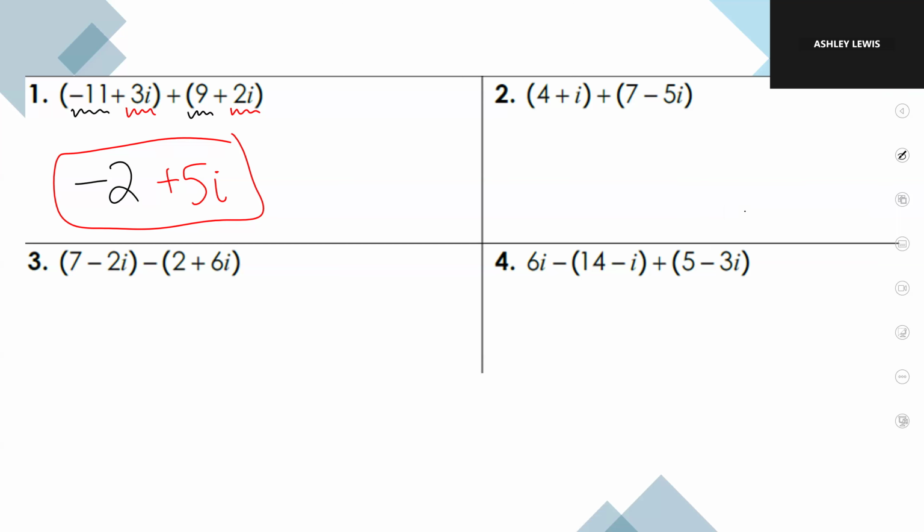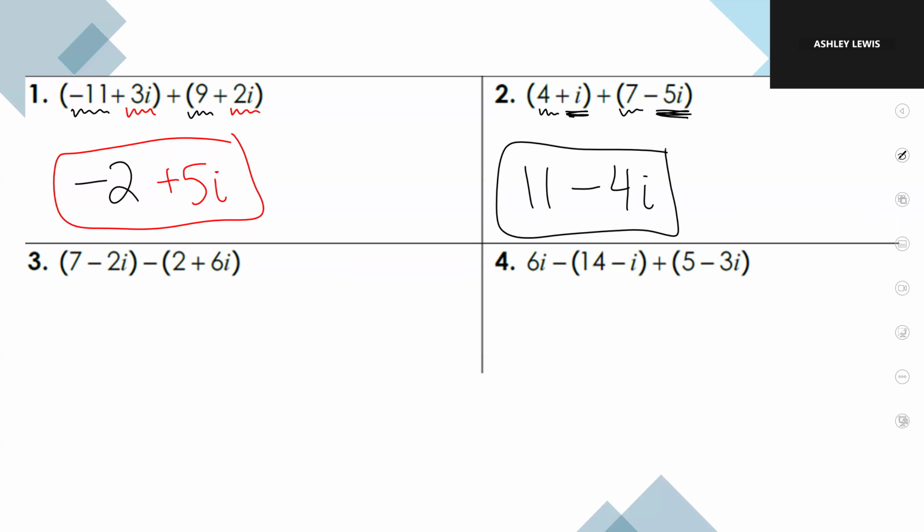Let's try another problem. 4 plus 7 is 11. Now let's do the imaginary parts. i minus 5i is negative 4i. That's your answer.